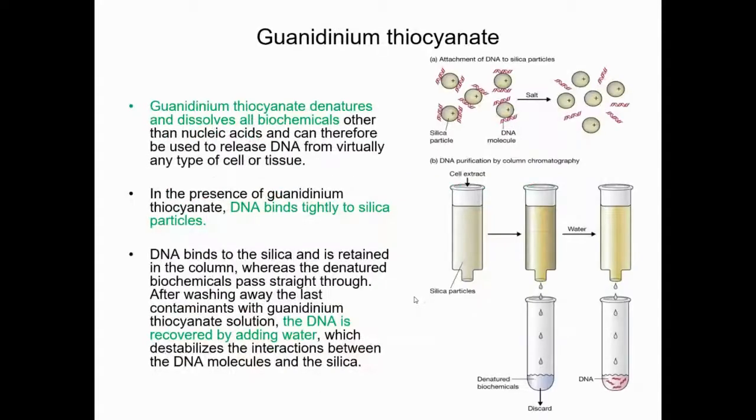Another technique is guanidine cyanide. Guanidine cyanide can denature and dissolve all the biochemicals other than the nucleic acid, so it can be used to release the DNA from any type of cell or tissue. Also, in the presence of guanidine cyanide, DNA can bind strongly to silica particles. So when you go through this column, the DNA binds strongly here. Later on, you use water or TE to elute the DNA. So that's guanidine cyanide.